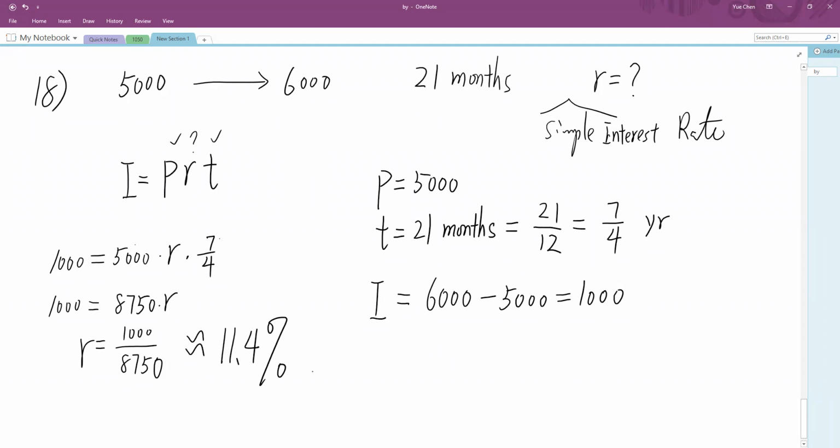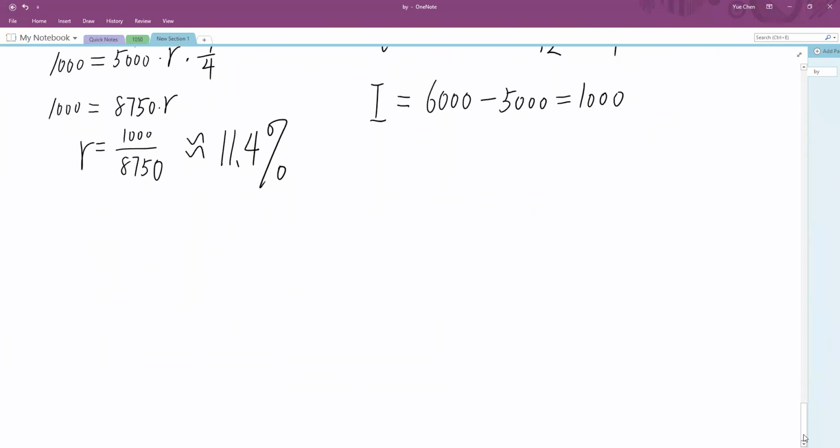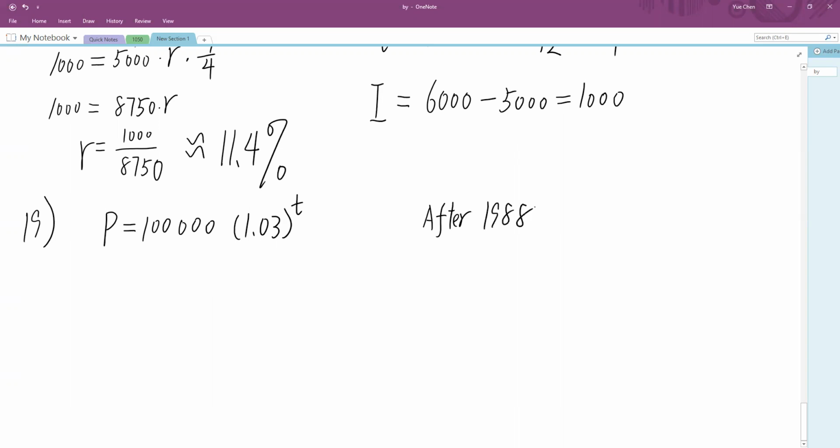This is number 18. Number 19. Number 19 is a population. P represents population. It follows this formula, the growth of the population. Follow this formula. Okay, this is called exponential growth. T represents the number of years after 1988.